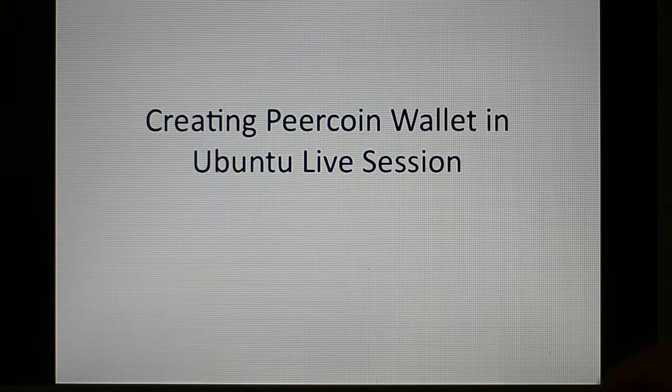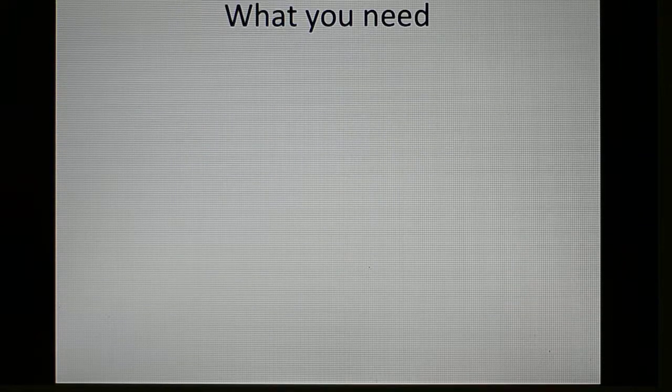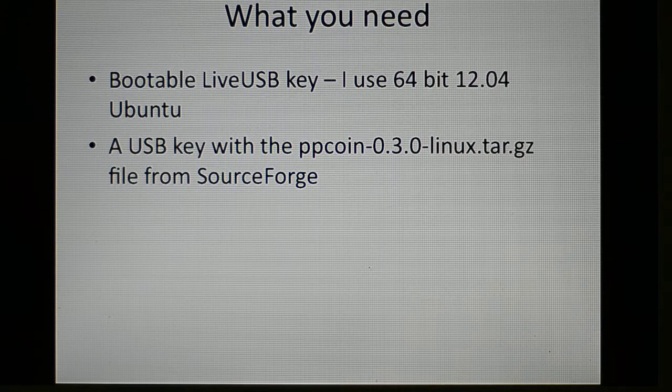Now, in order to do this, that is, create a wallet in an offline environment, first you'll have to make a bootable live USB key. Pay attention to which bit distribution you get, be it 32 or 64. I'll include the link to how to set this up for whatever operating system you're on. I'm on a Mac. Secondly, we're going to need the actual Peercoin PPCoin QT, and we can download that from SourceForge. I will include a link for that as well.